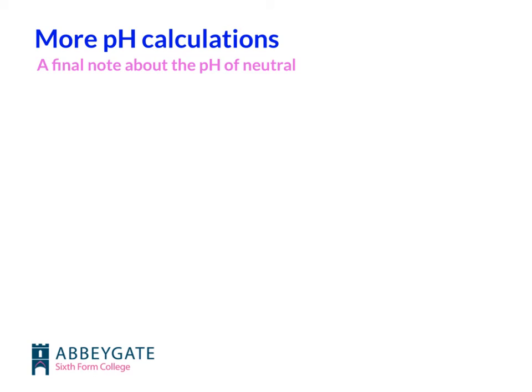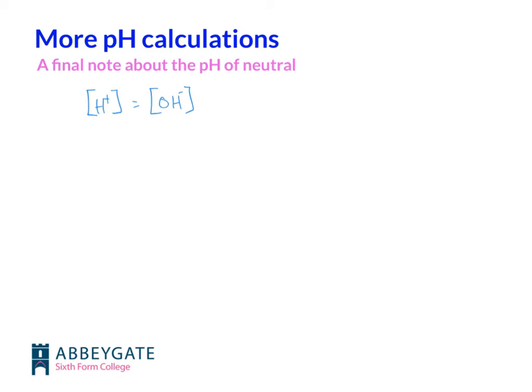So I'm just going to finish up with a final note about working out the pH of a neutral substance. In the definition of water being neutral, your hydrogen ions are equal to the hydroxide ions. So in neutral water, it ionises and you're going to get exactly the same number of hydrogen ions as hydroxide ions. It's only when there's an imbalance between these two that something becomes acidic or basic, if you've got more hydrogen ions or more hydroxide ions.